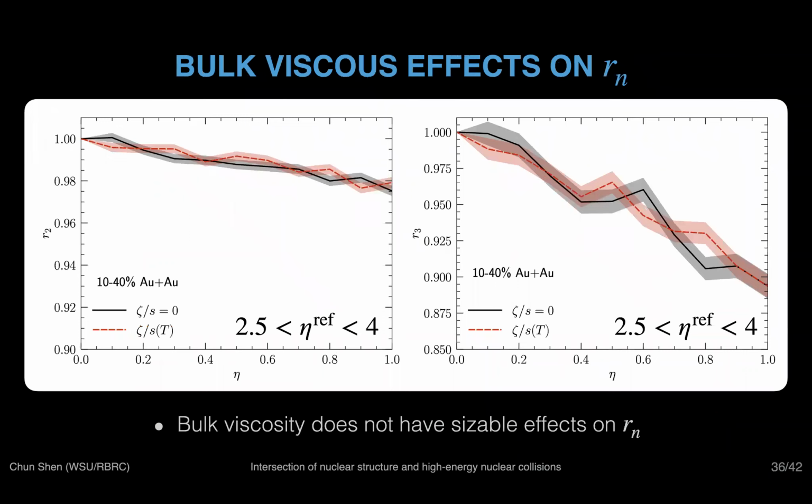We can also look at the effects of viscosities. Here I only ran with and without bulk viscosity, and clearly there is not much difference, at least in the global collisions, whether you turn on bulk viscosity or not. So this RN is mainly an effect of maybe shear viscosity and also the initial state. They also tested the full pT correlation.